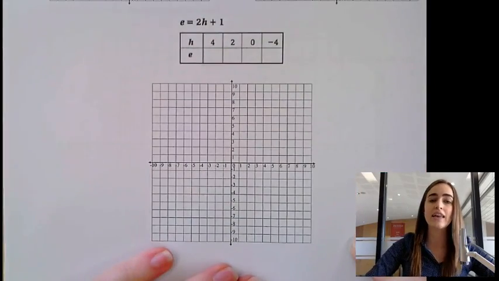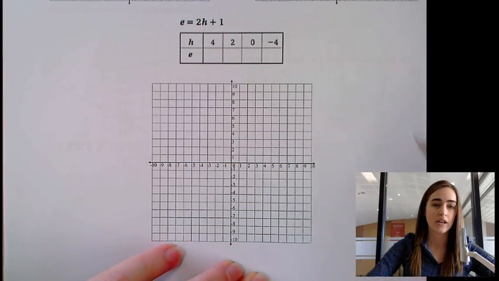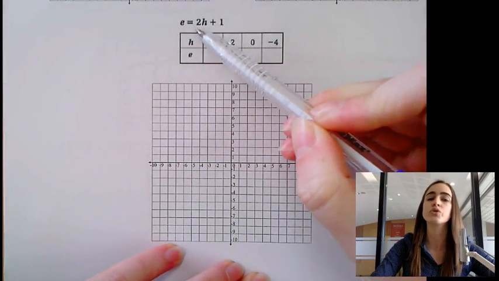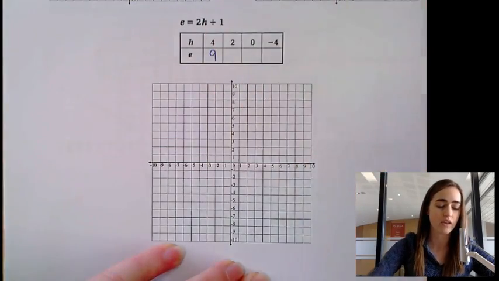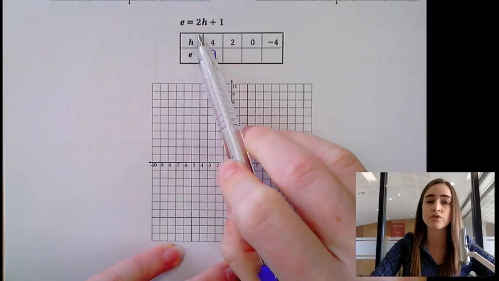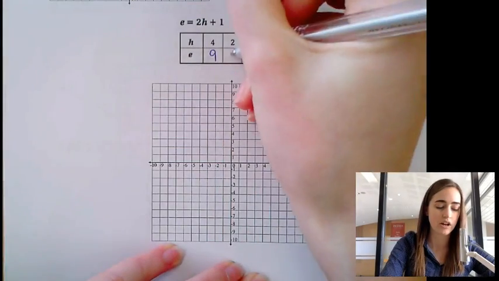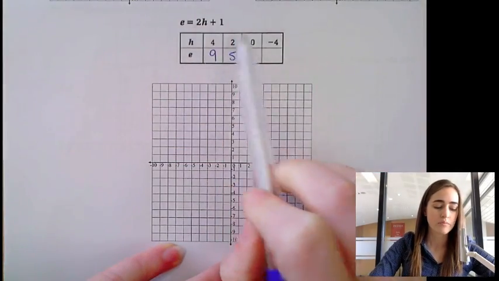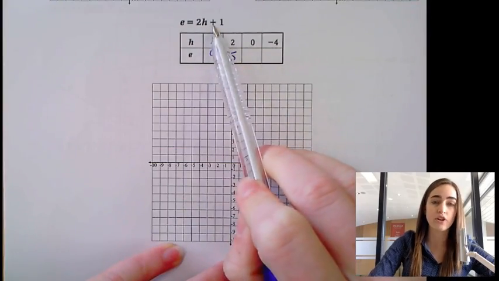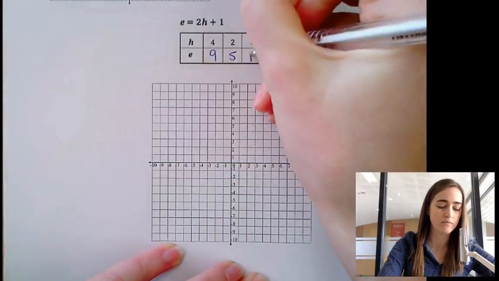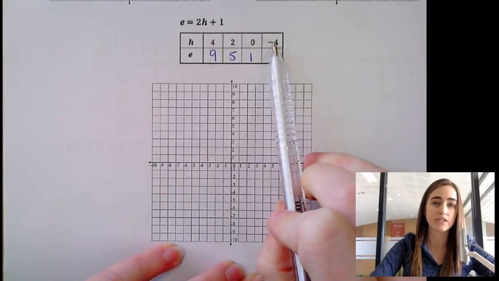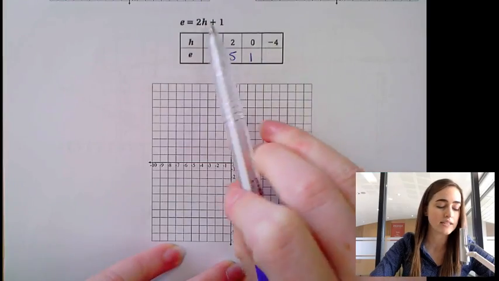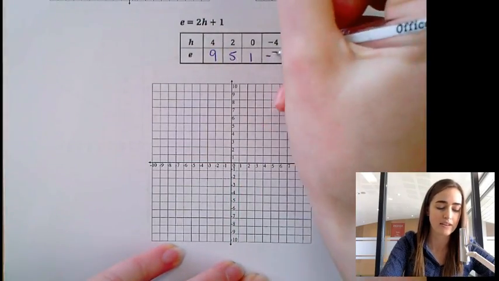All right, one more to have a look at. So this one says e equals 2h plus 1. So if h is 4, we're going to have 2 times 4, which is 8, plus 1 is 9. If h is 2, we've got 2 times 2, which is 4, plus 1 is 5. If h is 0, we've got 2 times 0 is 0, plus 1 is 1. And if h is minus 4, we've got 2 times minus 4 would give us minus 8. And minus 8 plus 1 would be minus 7.